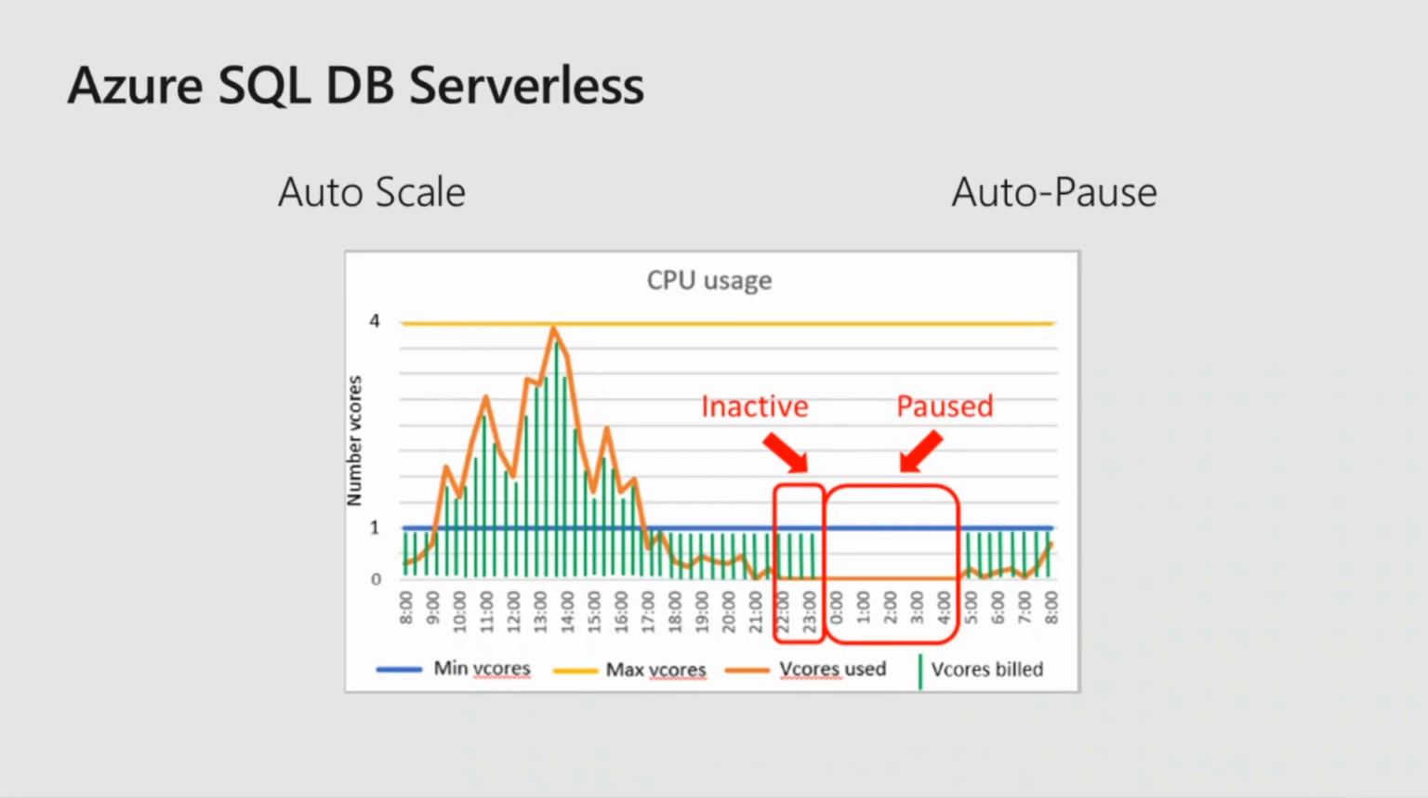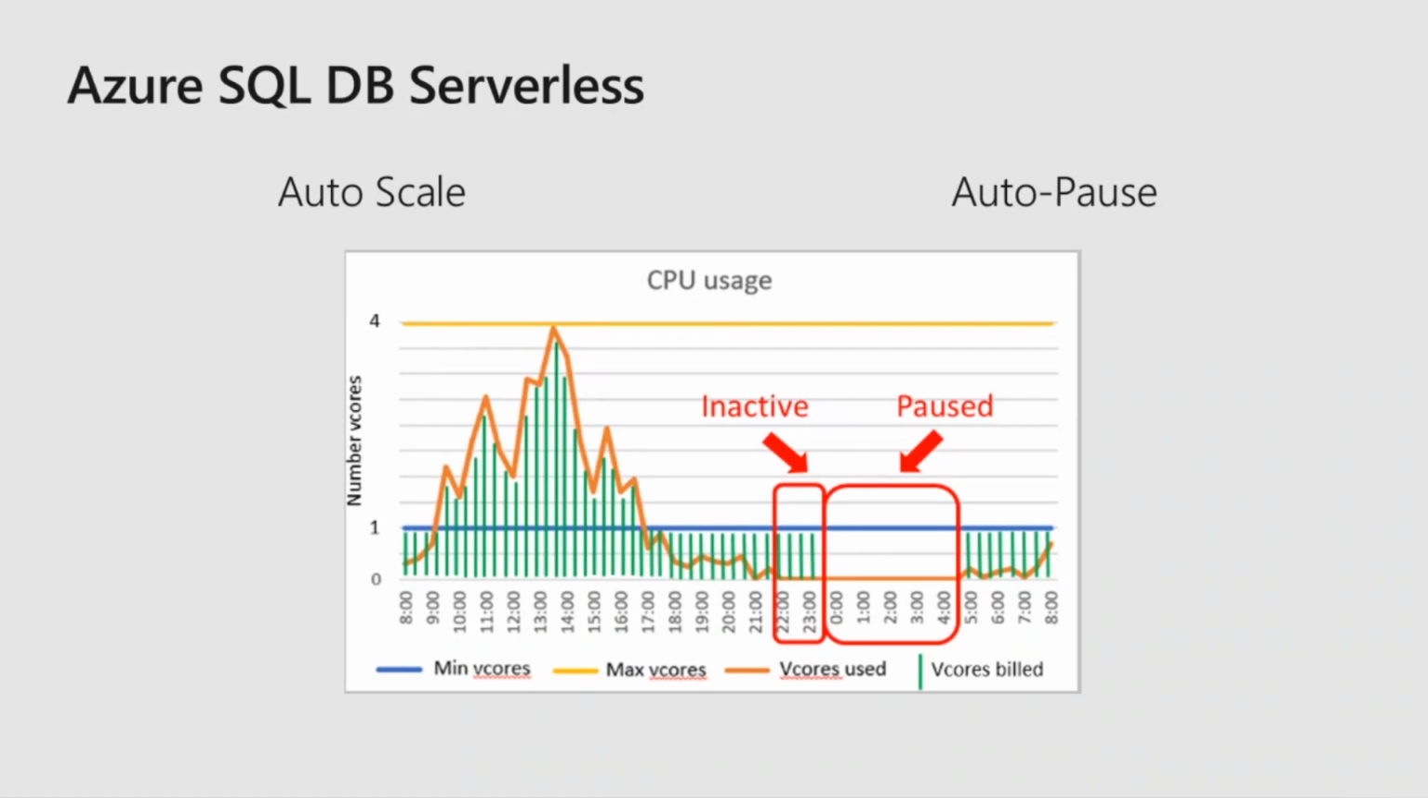Automatic resumption gets triggered on any operation on the database, such as a new session, login, data query, data mask operations, etc. Billing granularity is per second compared to the provisioned tier, which is billed per hour. The latency to auto resume and auto pause in a serverless database is generally on the order of 1 minute to auto resume and 1 to 10 minutes to auto pause.